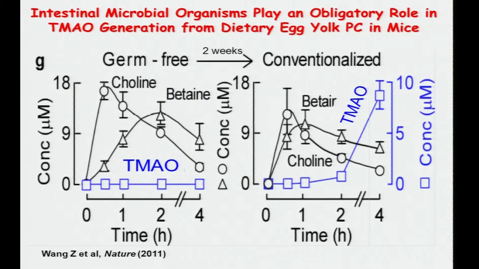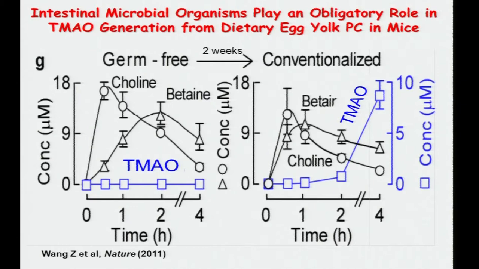So we received germ-free animals from Taconic and did the experiment where, immediately upon opening the microisolators, we gavaged them with isotope-labeled phosphatidylcholine or egg yolk phosphatidylcholine, and then monitored in the plasma the appearance of the different isotopologues of the metabolites of phosphatidylcholine, such as choline, betaine, and TMAO. As can be seen on the left, in the germ-free animals following ingestion of phosphatidylcholine, no TMAO appeared in the plasma over time.